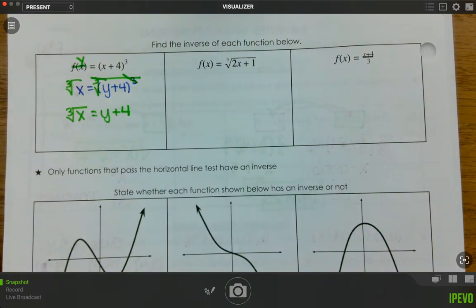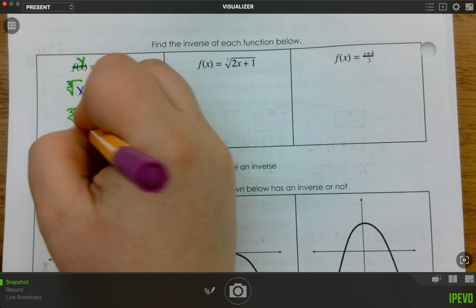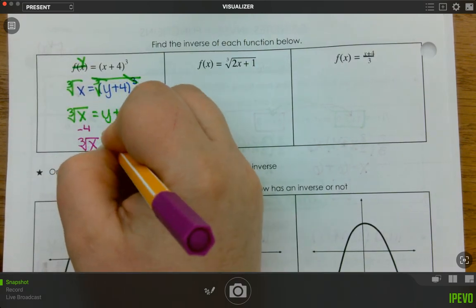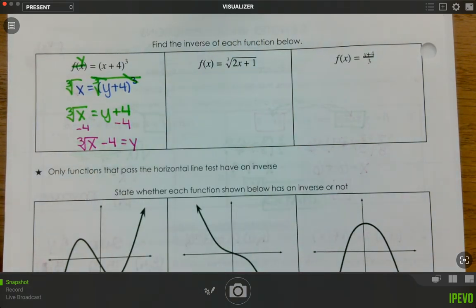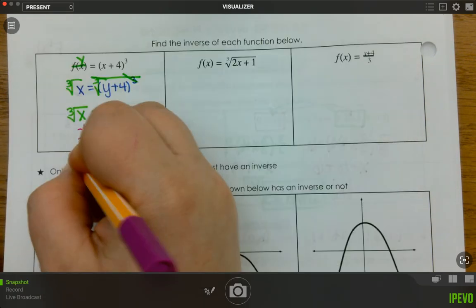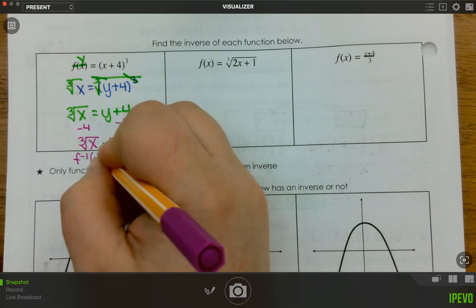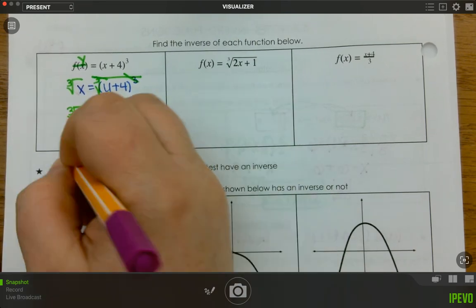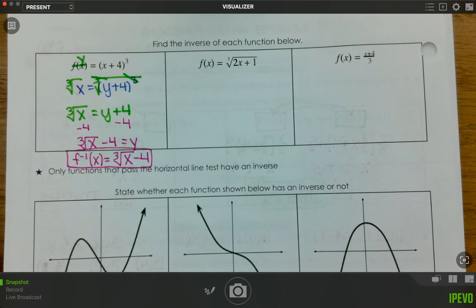And then how do you get rid of a plus 4? Minus 4. Here's the part where it does get a little bit tricky. It's just the cube root of x minus 4. You can't combine those two together. And technically I should write this as f inverse of x equals the cube root of x minus 4. So that I know that this is my inverse. If you just leave them as y's, then it's kind of confusing.